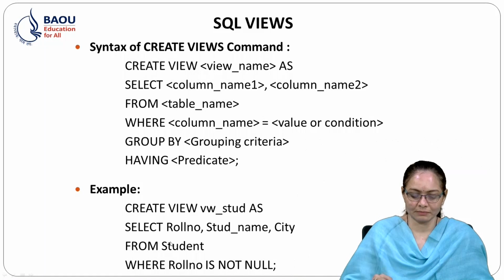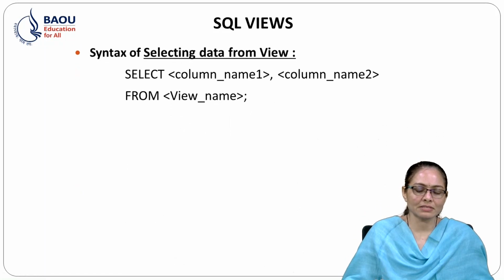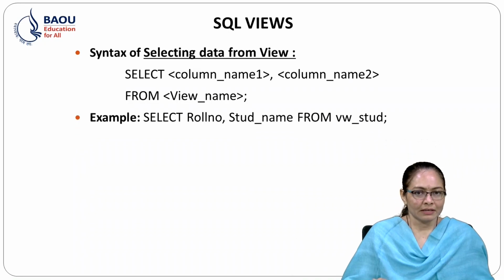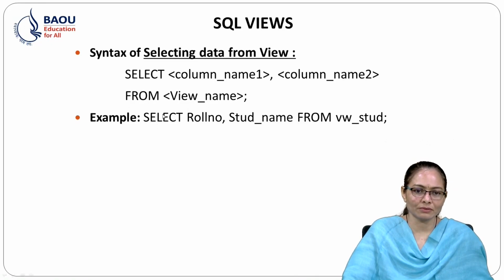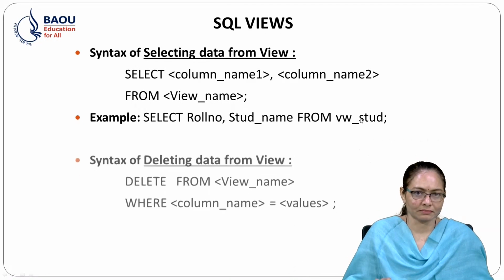Then the view is created. After the view is created, how do we select the data from the view? This is the syntax: select column name 1, column name 2 up to n from view name. We fetch the data the same as from a table. In a table, we fetch the data using the select command. So here, how do we fetch the data from the view? Select roll number, name from the view.